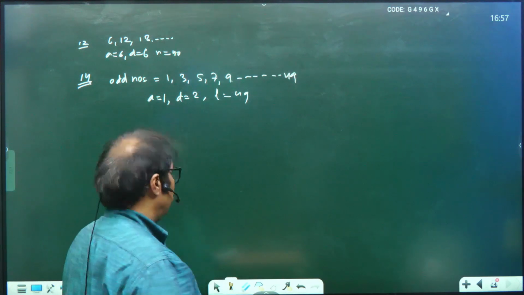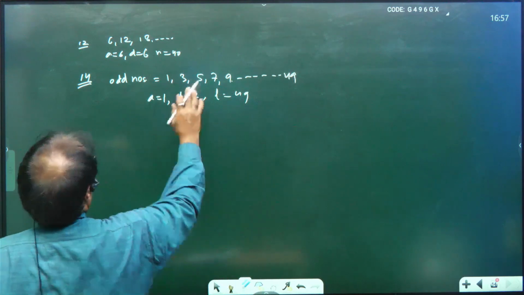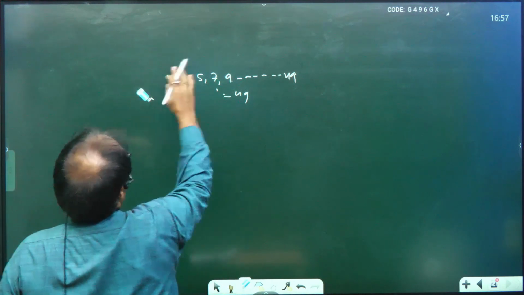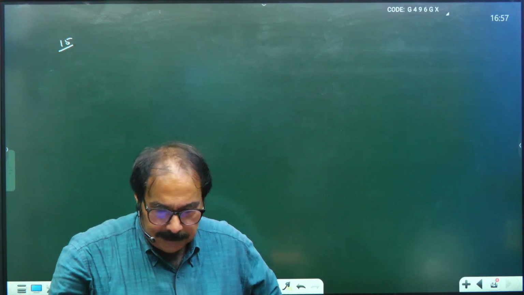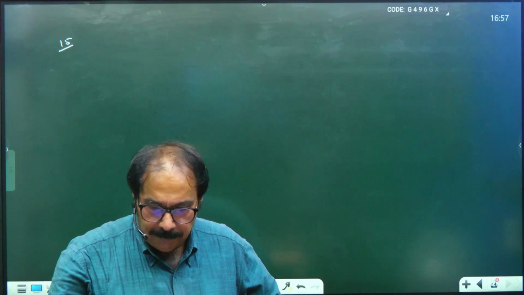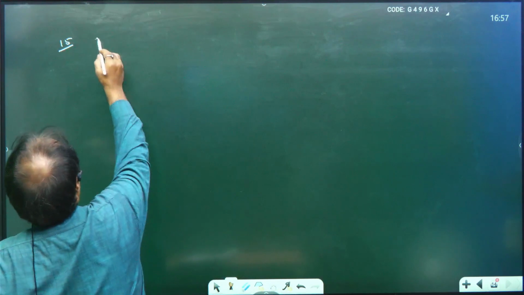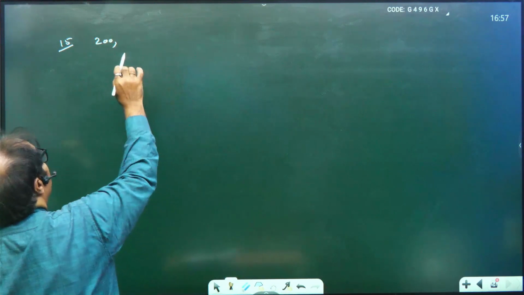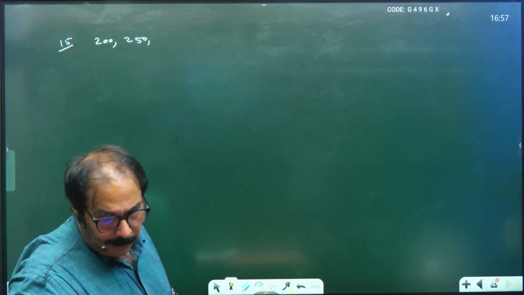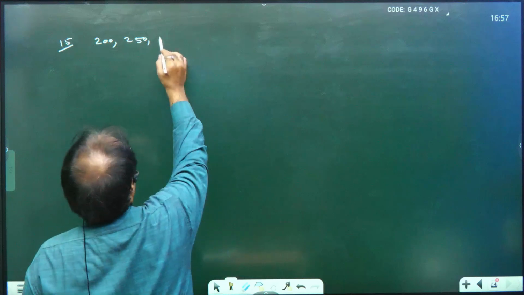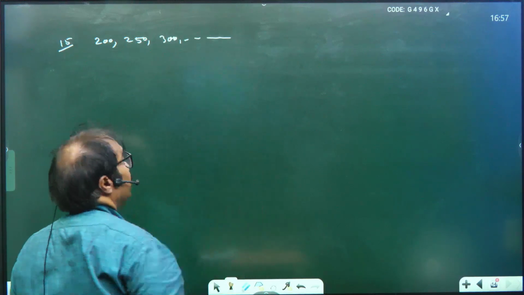Okay. Now the next question I am taking. Question number 15. This is the word problem. Don't be afraid about this question. Very simple question. A contractor had a construction job, specifying a penalty for a delay of completion beyond a certain date as follows: 200 for the first day if he delays the work. Then 250 for the next day and 300 for the third day, etc. Okay, in this way he is giving fine.